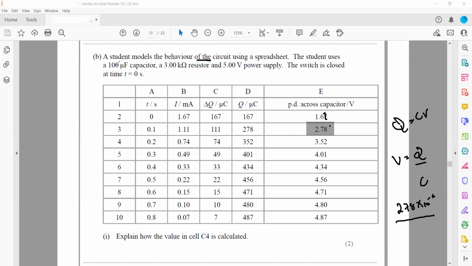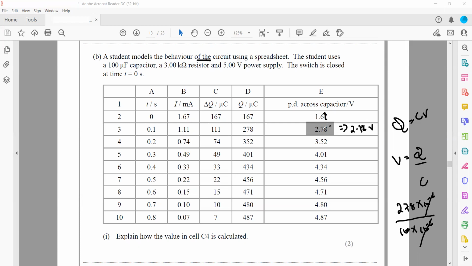So what is the capacitance? It is given, 100 microfarad. So it is 100 into 10 to the power minus 6. When we simplify this, 10 exponent minus 6 cancels with 10 exponent minus 6, and 278 divided by 100 equals 2.78 volts.